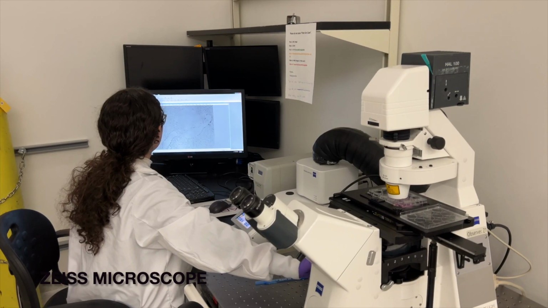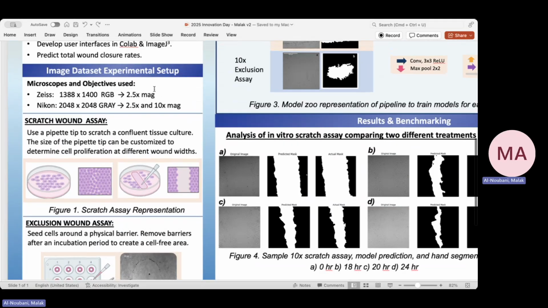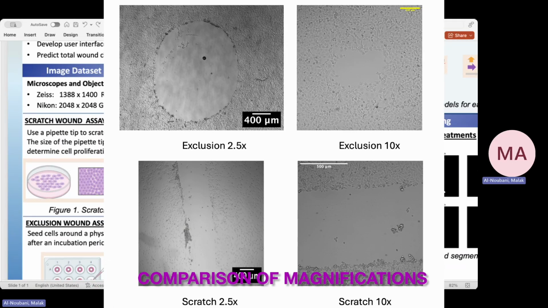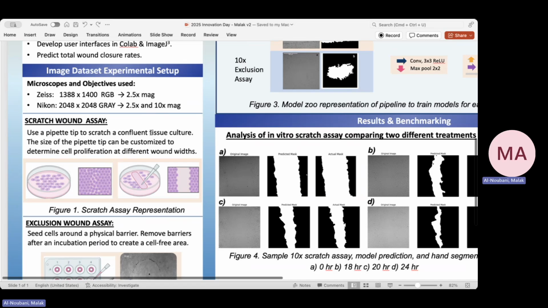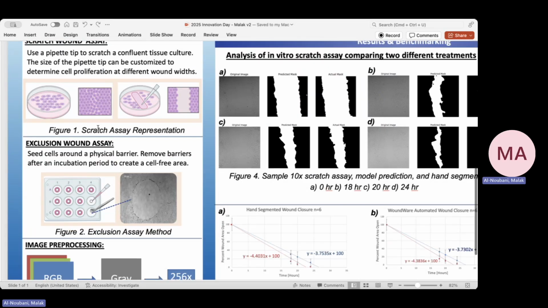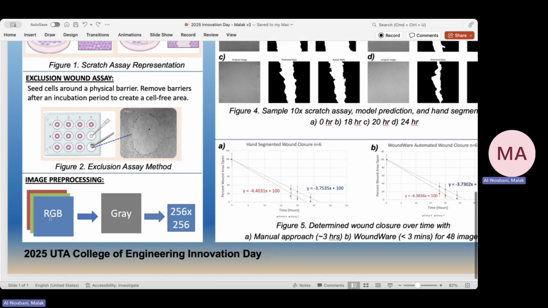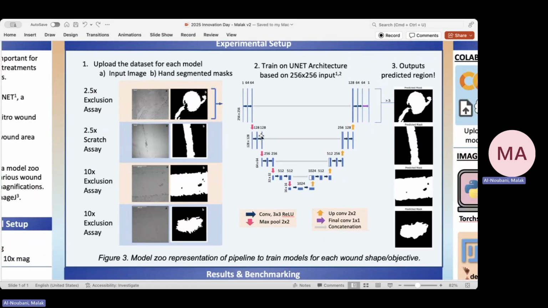I also expanded to multiple magnifications because some may use a more zoomed out 2.5x to view the overall wound shape dynamics, while a more zoomed in 10x may be used to also inspect individual cell morphology. Different microscopes also produce different image formats, so during pre-processing, I ensured that everything was uniform by converting everything to grayscale 256 by 256 pixel images, which is also important to be the correct input for my UNet model. To train the model, I created these segmentation masks to identify the wound and healthy regions, which it learned to identify the non-cell regions after.